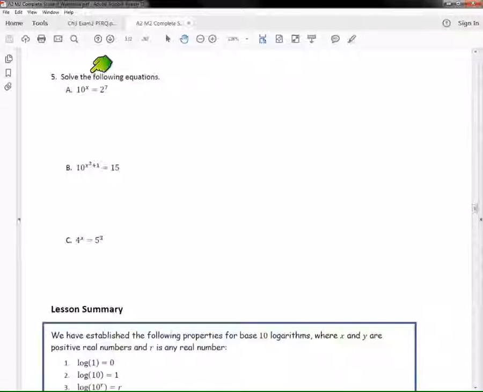Okay, let's solve these guys. Again, we have variables in the exponents. We're trying to get that variable alone. Actually, I'll make a different video for this one.